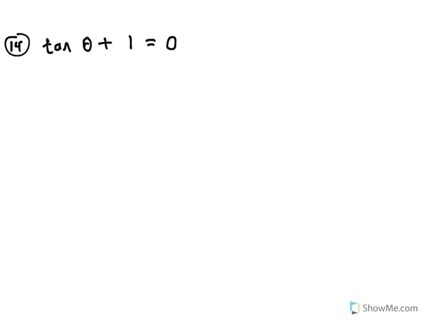Same instructions, find all solutions of the trigonometric equation. So we want to find all angles theta that would make the expression tangent of theta plus 1 equal to 0. So again, that's like having x plus 1 is equal to 0. And how do you solve this equation for x? Subtract 1 from both sides of the equation. You get x is equal to negative 1. So now you're going to have tangent of theta is equal to negative 1.